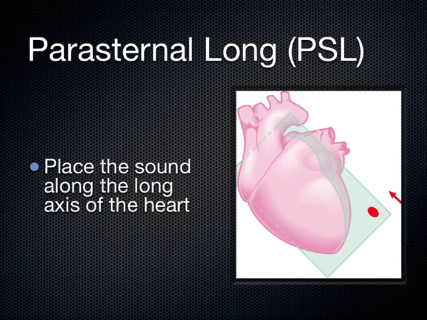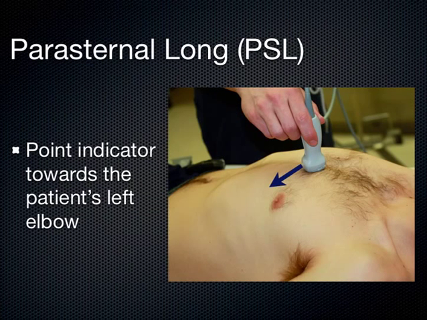Para means next to, sternum, long. So think about how the heart kind of lines itself up along the long axis of the body, and then you're going to try to get the sound along the longest axis of the heart. And so, you kind of get it along here with the indicator aimed down towards the patient's left hip or left elbow. And that's why when you do this, it puts the apex on the indicator side of the screen.